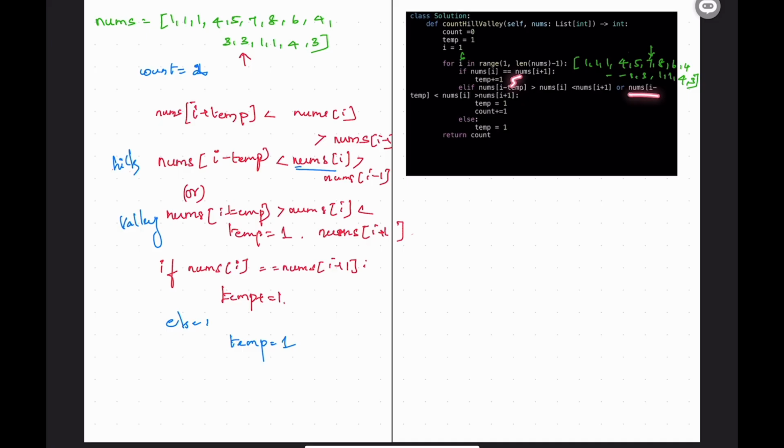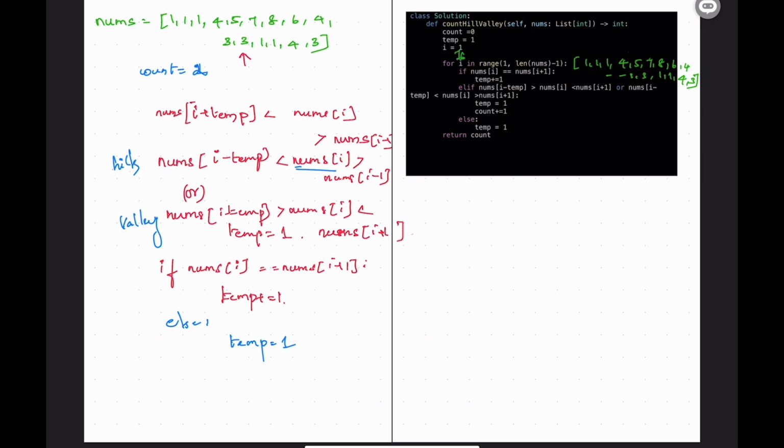5 is lesser than nums of 5. 5 is lesser than 7, but it's not lesser than 8. So what will happen is it will just go to the next pointer. It won't do anything because it neither forms a hill nor a valley.